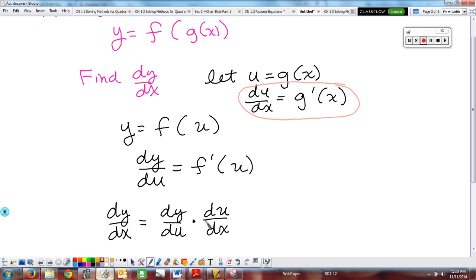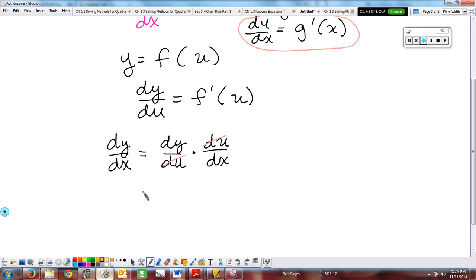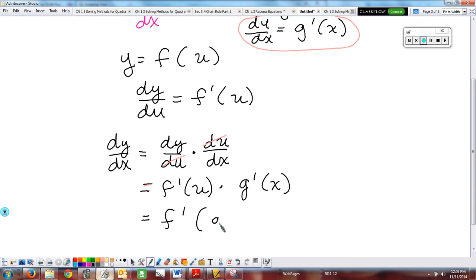And notice that in our little symbol, this should make obvious algebraic sense, because we can think of that as canceling out the du's, and then we end up with dy dx. So what is it that I exactly found? Remember that dy with respect to u was f prime of u, times du dx, which was g prime of x. And because whenever we do a u substitution we have to go back to our original variable, this is f prime of g of x times g prime of x.